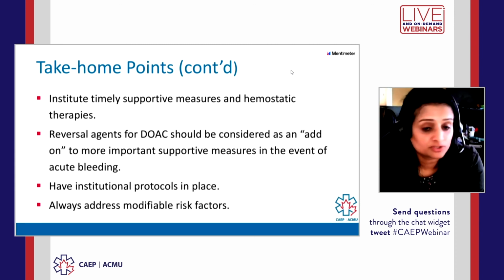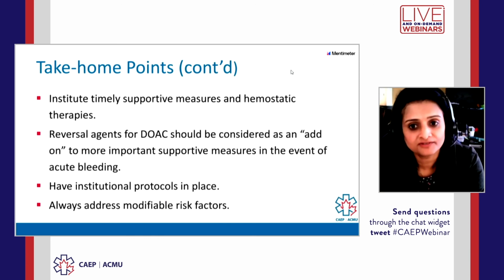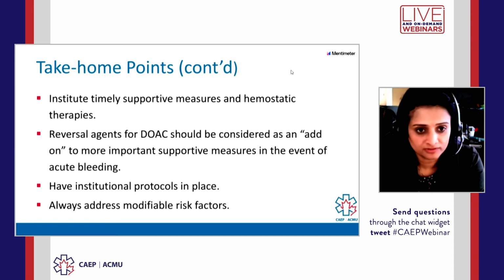Have institutional protocols in place. We certainly have some SCM order sets that are available in Calgary that would help make those decisions and how you order these products. Always address modifiable risk factors. Very, very important to understand, because these patients, we didn't touch upon it, are at higher risk for recurrent VTEs. So when do we timely reinitiate anticoagulation is also going to be a clinical discussion that you need to have with that patient.